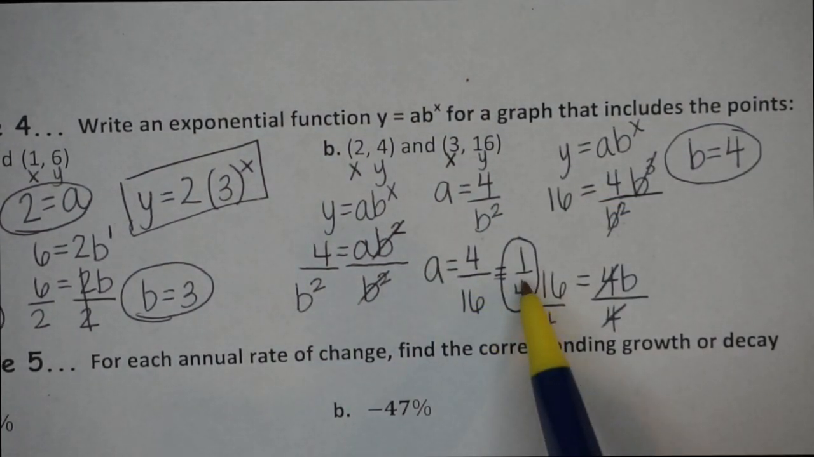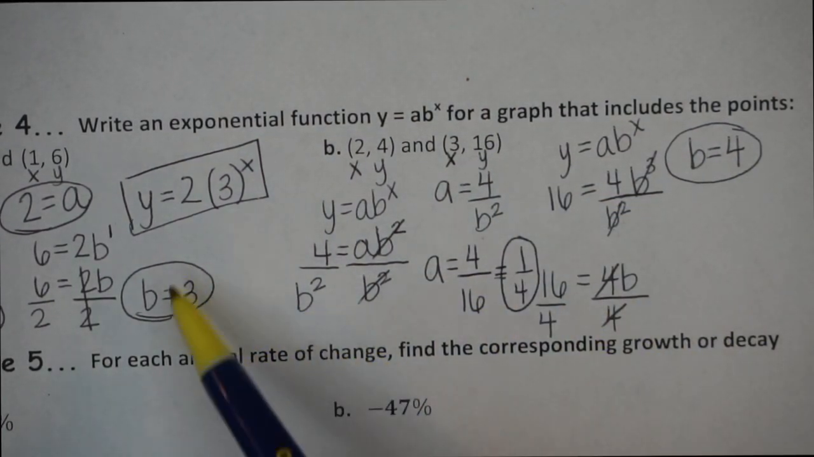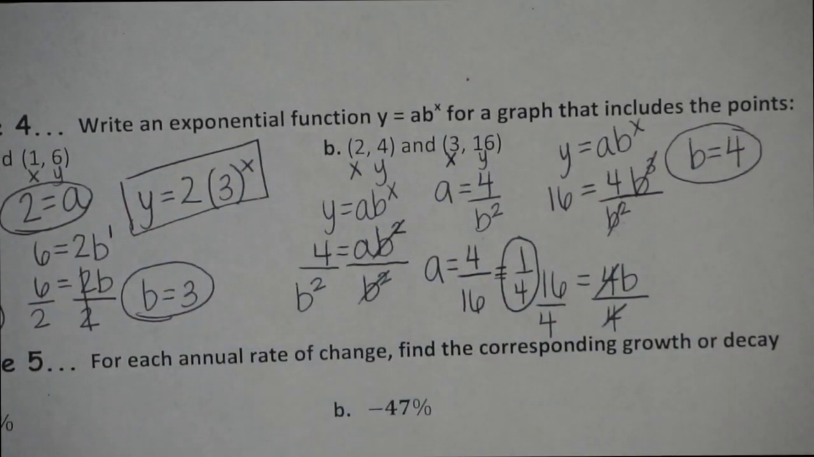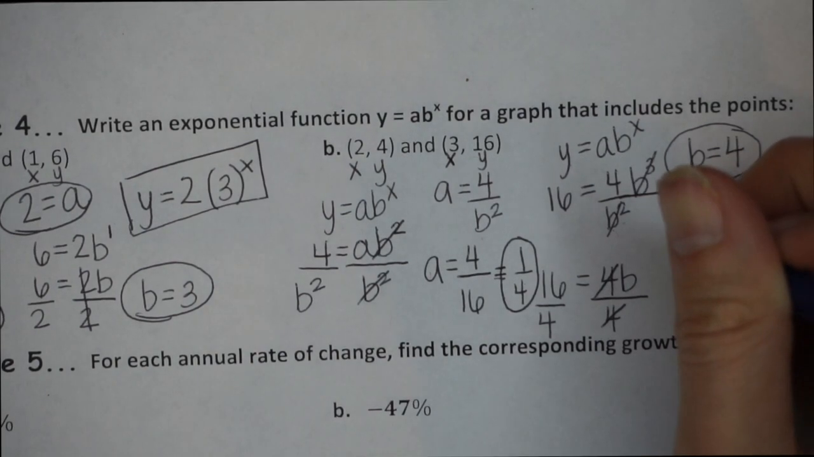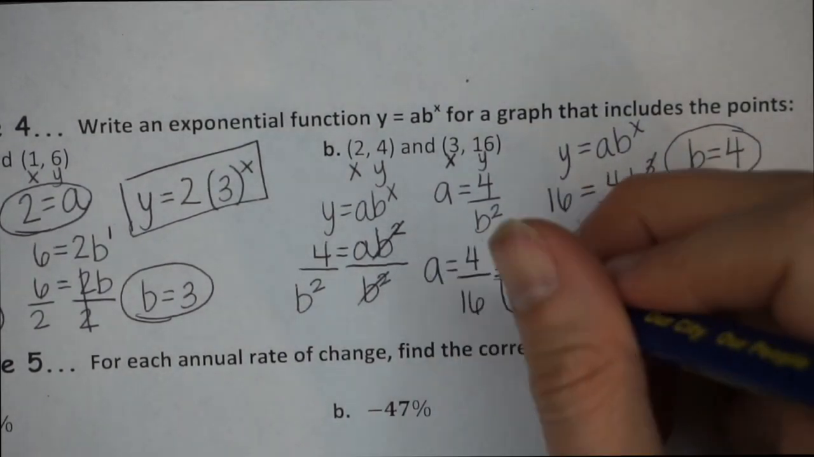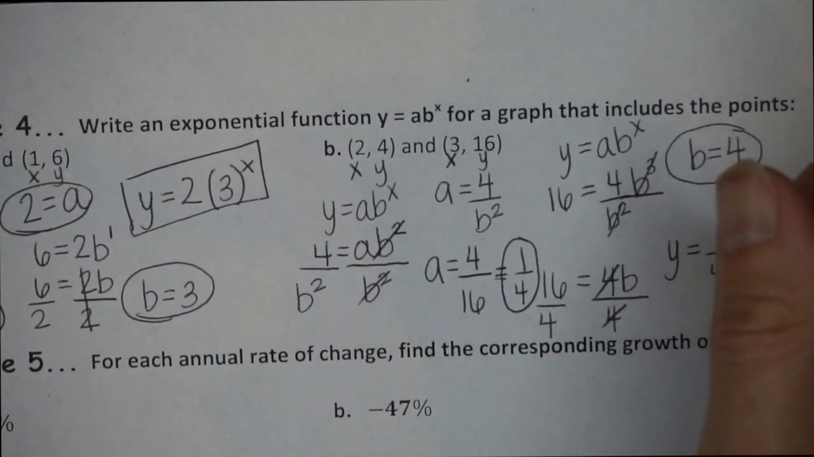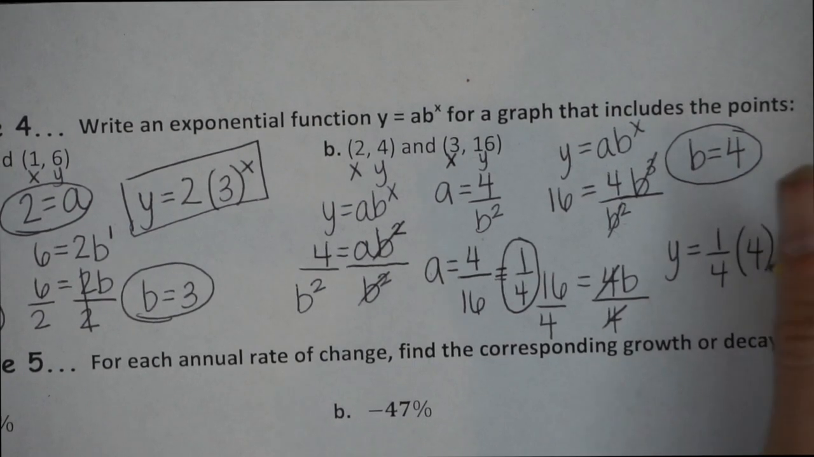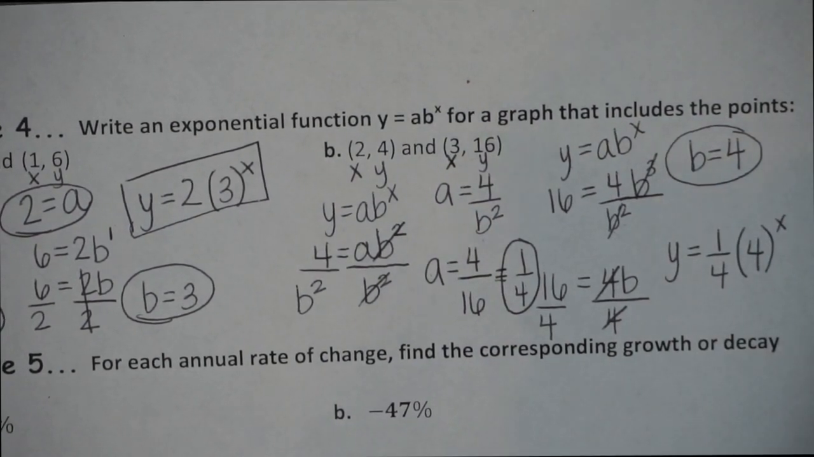All right, we have our a, we have our b. We're going to write out our final equation like we did over here, leaving our y and our x blank this time. All right, our equation will be y equals, your a goes first, a is 1/4, times b, which was 4 to the x power.